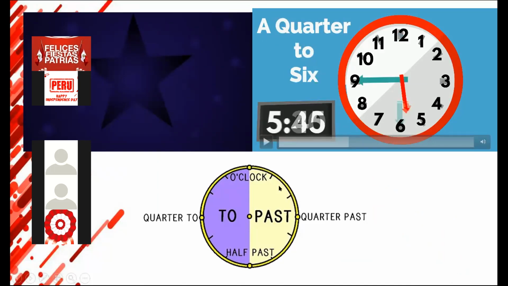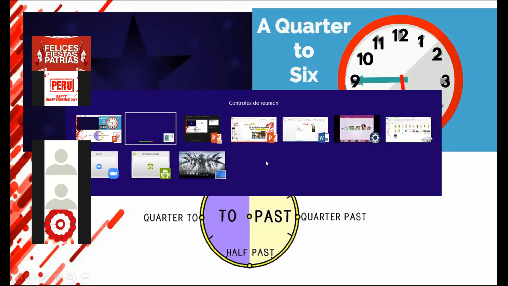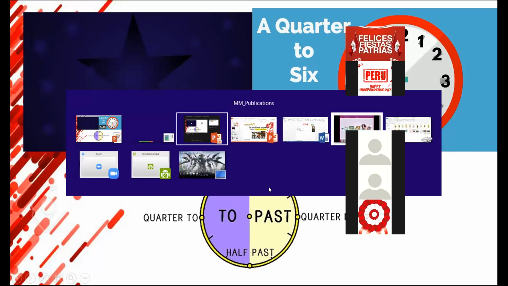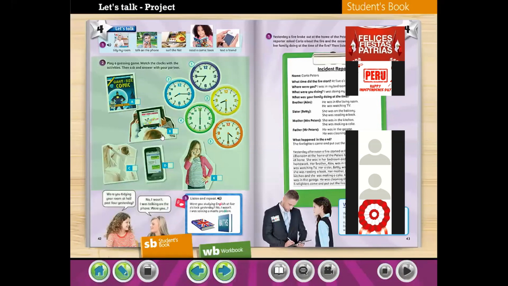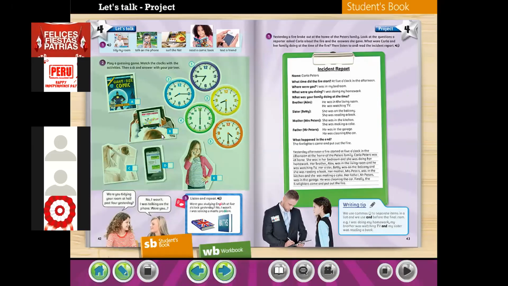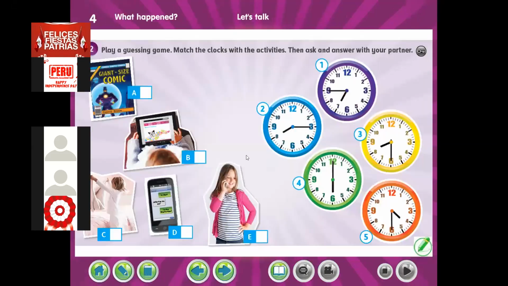Now, please, open your Young Star, please, your book, Young Star. We are going to practice a conversation. It's on page 42. We practiced this yesterday, so we are going to use the time and the action. Okay? Let's see.